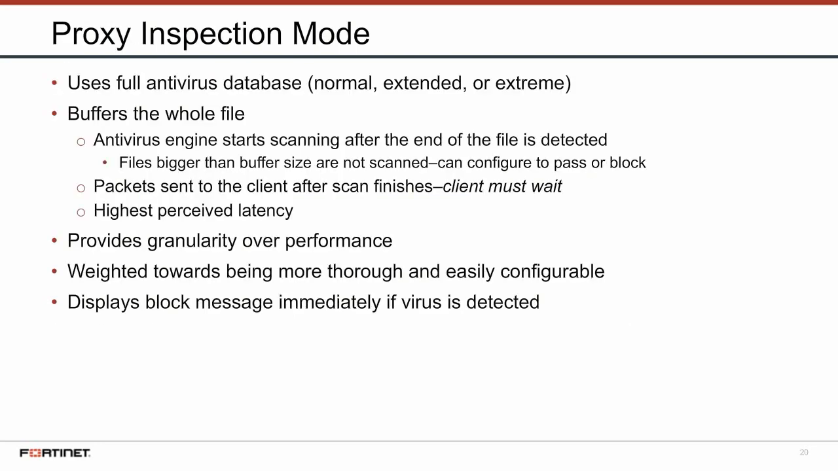Each protocol's proxy picks up a connection and buffers the entire file first, or waits until the oversize limit is reached before scanning. The client must wait for the scanning to finish. If the virus is detected, the block replacement page is displayed immediately. Because FortiGate has to buffer the whole file and then do the scanning, it takes a long time to scan. Also, from the client point of view, it has to wait for the scanning to finish and might terminate the connection due to lack of data.